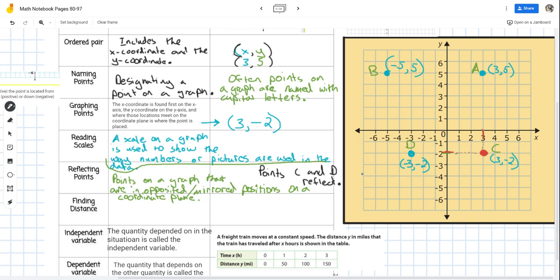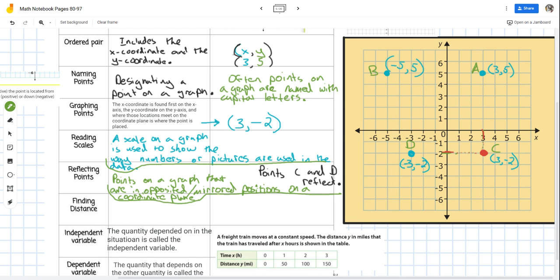They are on exact opposite or mirrored points on the graph, or on the coordinate plane rather. All right, moving along. I know this is a lot of information, so just bear with me. Finding distance. This is something we're going to go into in a lot more detail in guided practice as well, so I want to just give you a quick example.